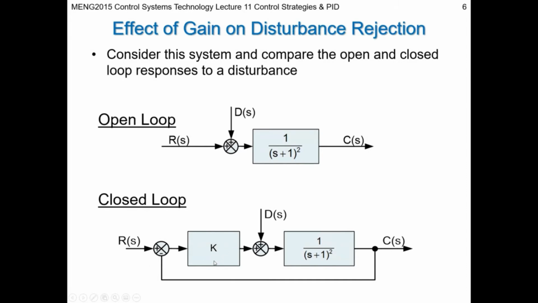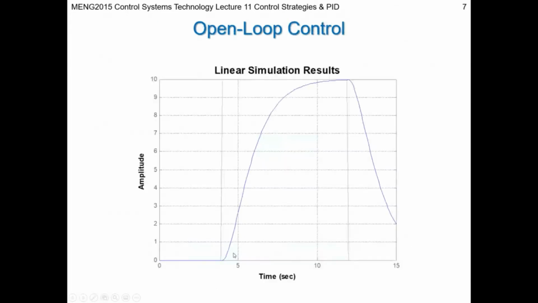And again, K. So we're applying here, in this case, well, we're actually applying a disturbance. So this is the system that we're dealing with here, and we're going to vary the value of our gain. So we're going to compare our open loop response with our closed loop response with varying values of gain K. So this is what's going to happen.